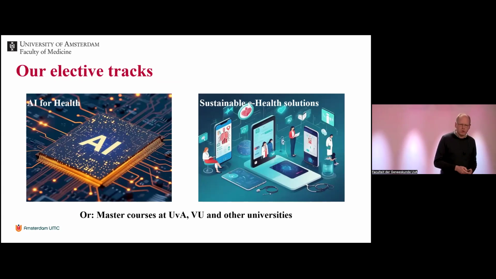For the elective courses, there are a few possibilities. We have the elective track AI for Health, the elective track Sustainable eHealth Solutions, or you can follow other courses at our university or another university. And I must say that this only works when you start your master in September. If you start your master in February, then you cannot follow these two tracks and you will have to choose elective courses from other programs. So let's first have a look at the AI for Health track.